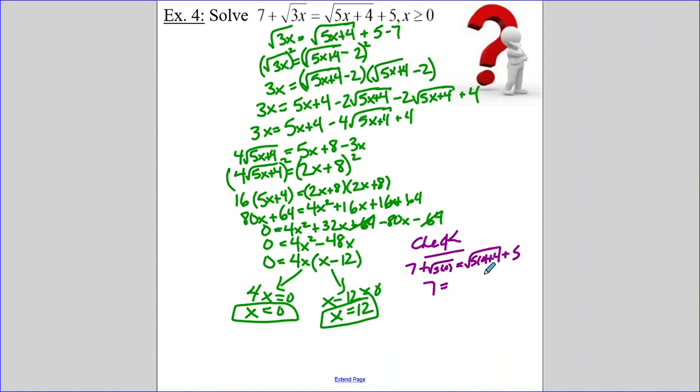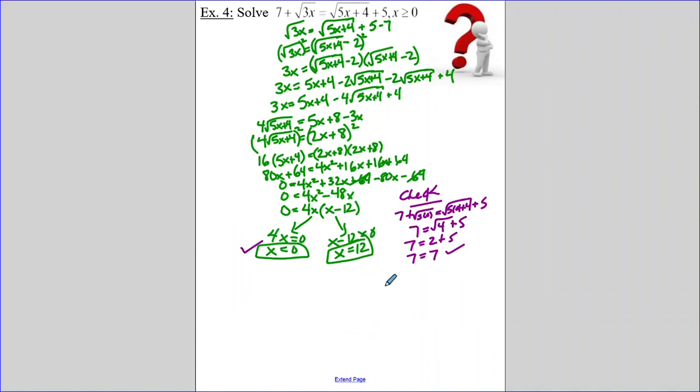And then 5 times 0 is 0, and this is really the root of 4. Root of 4 plus 5, which is just 2 plus 5, and 7 equals 7. So 0 checks out. That's a good solution. Now if I try my next one out, now what we're trying out is 12.